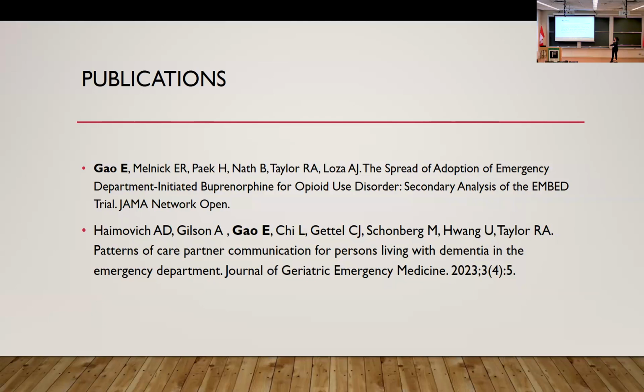I also participated in another project which was published recently, in which we employ NLP techniques to understand the patterns of caretaker communication in the emergency department for people with dementia.